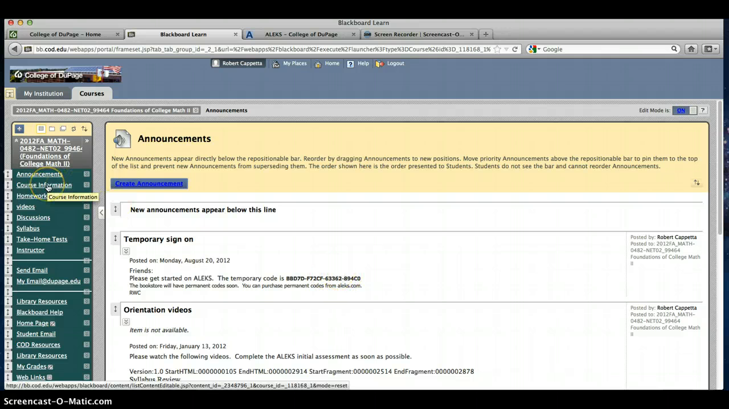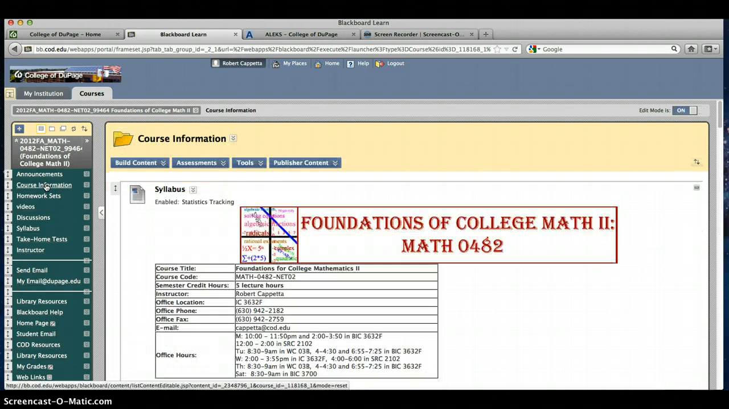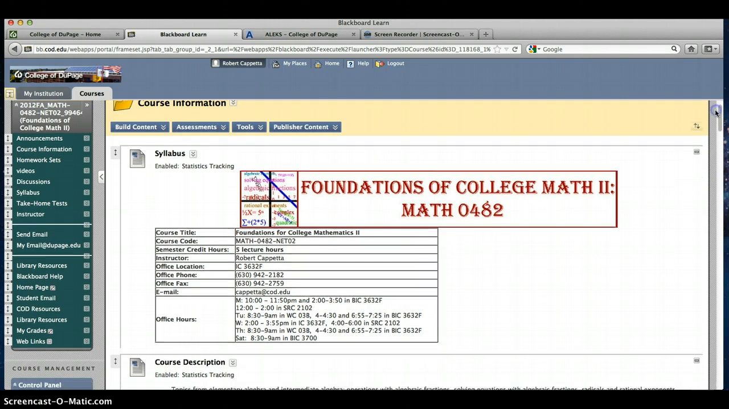But the first button I want to look at here is course information. This is in essence the syllabus of the course, the rules and regulations. So let's click on course information. You will first notice that I have some basic information: my name, my office location, phone number, email address, and that of course is the best way to get a hold of me. And then my office hours.